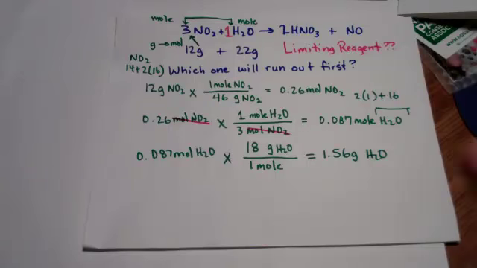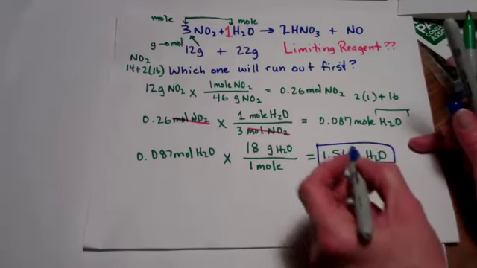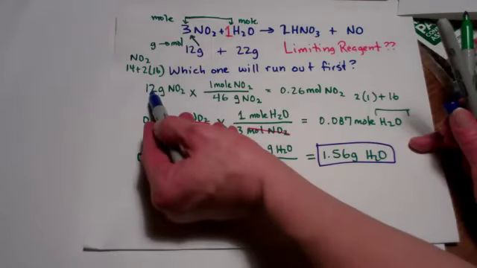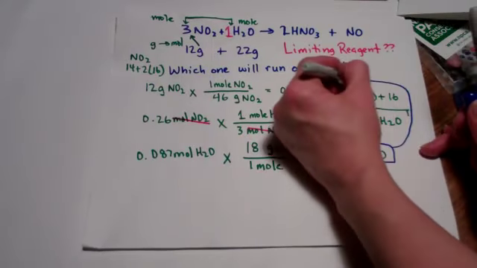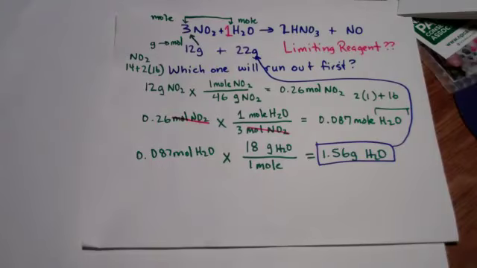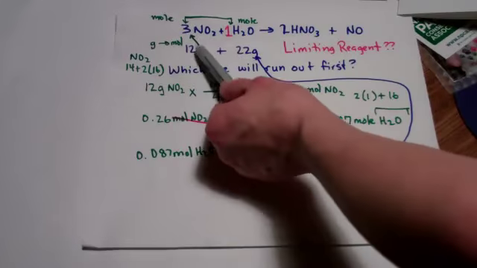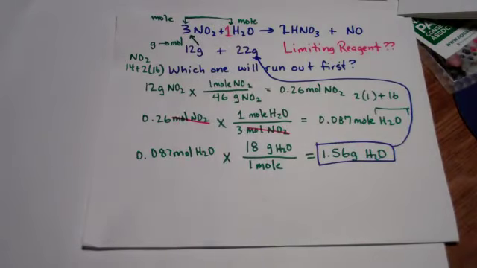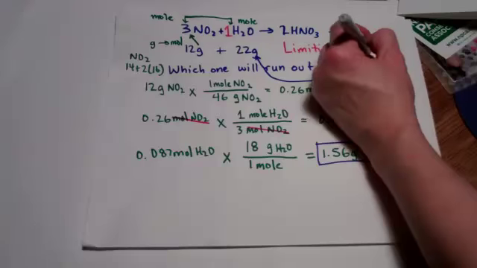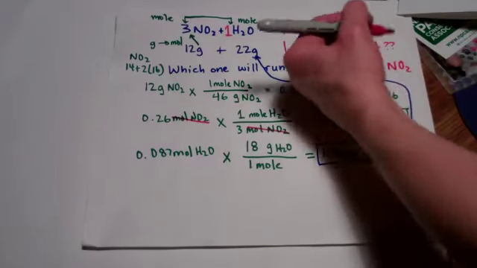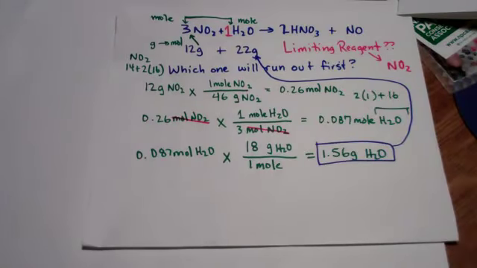So now what we do is a comparison, right? I need 1.56 grams to react fully with our 12 grams here. I actually have 22 grams. So I've got way more water than I'm going to use up. I'm going to run out of the nitrogen dioxide first. I've got a lot extra of the water molecules. So in this case, my limiting reagent is NO2. I'm going to run out of that first in this chemical reaction. So that's an example of a limiting reagent question.